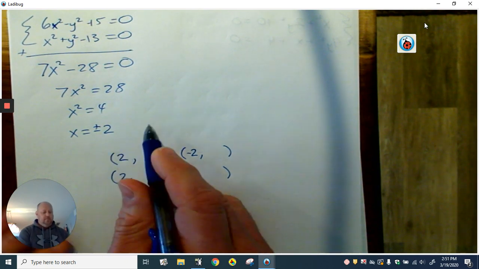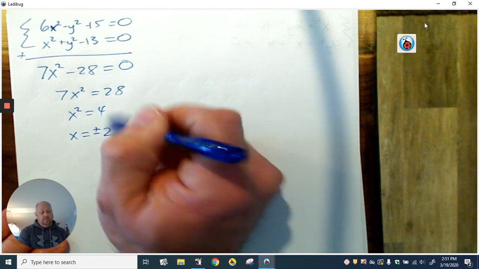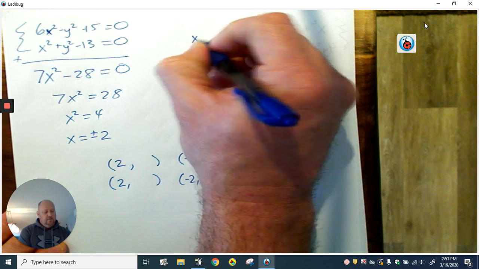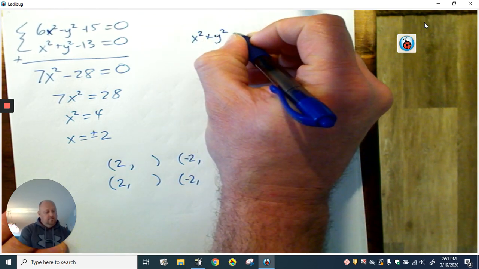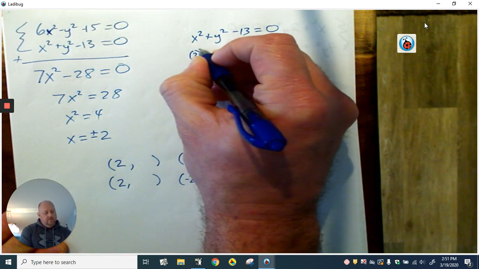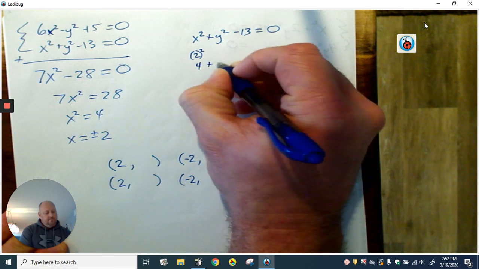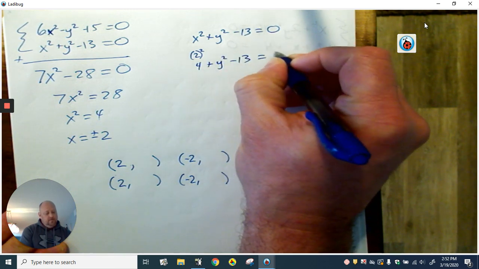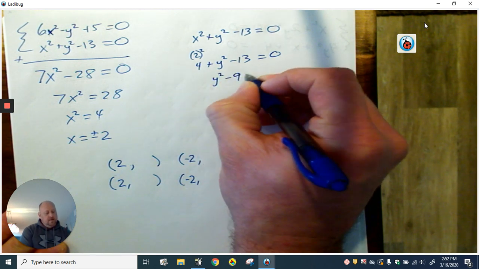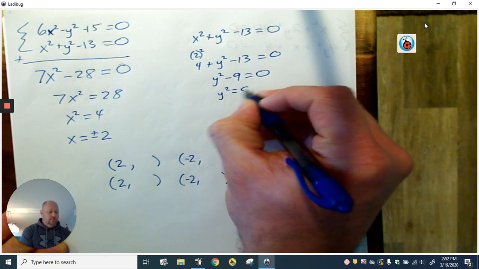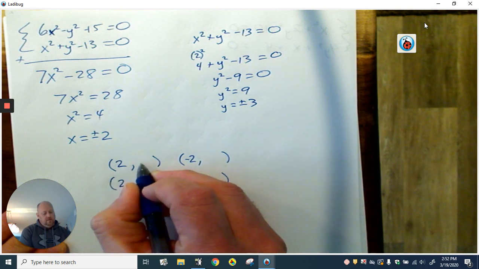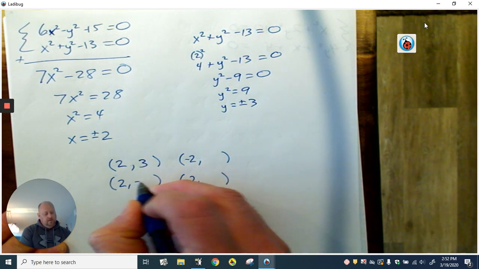Now I got to substitute this back in. Substitution method or any method, once you find the x, you pick an equation. I'm just going to go with that second equation, the x squared plus y squared minus 13 is equal to 0. So if I plug in a 2, 2 squared is 4. Y squared minus 13 is equal to 0. Combine like terms, and I get y squared minus 9 is equal to 0, which means y squared is equal to 9, which means y is going to equal plus and minus 3. So when I plugged in 2, I got a 3, and I got a -3.